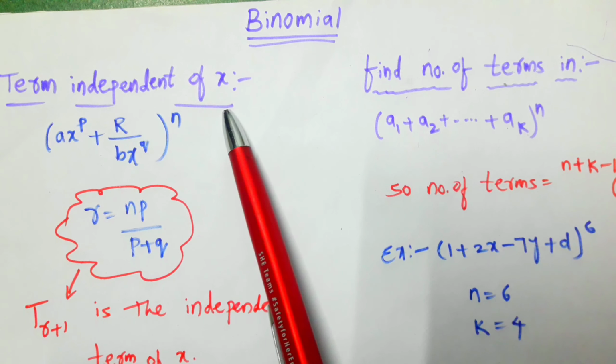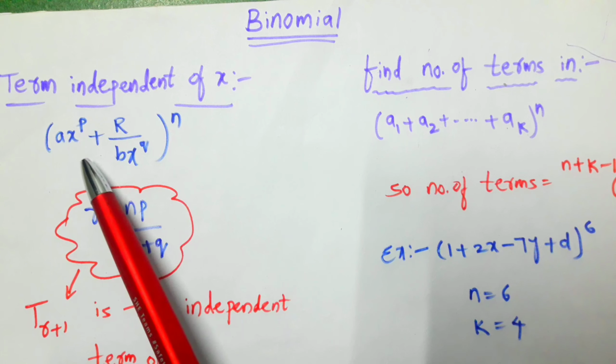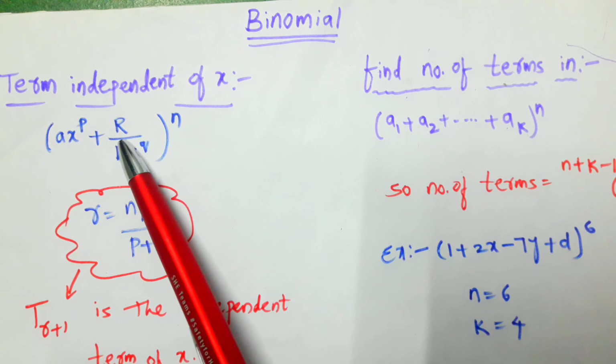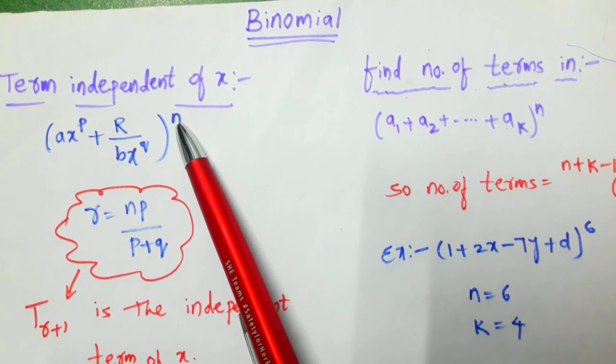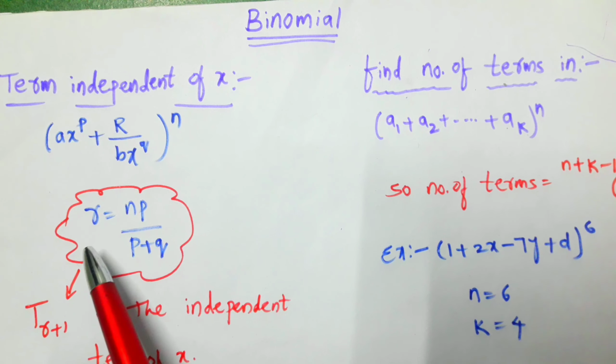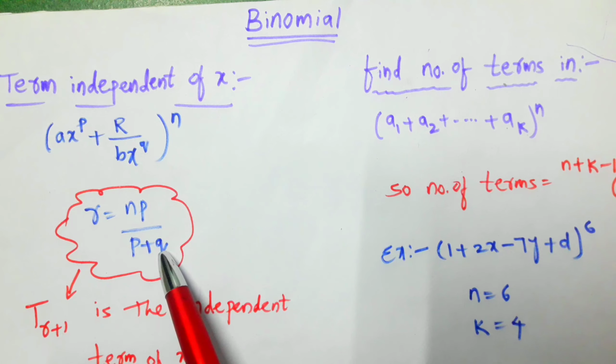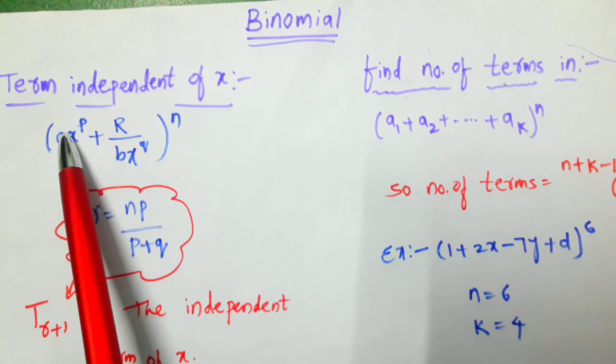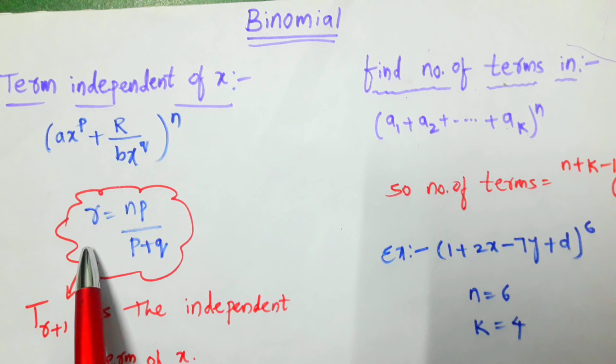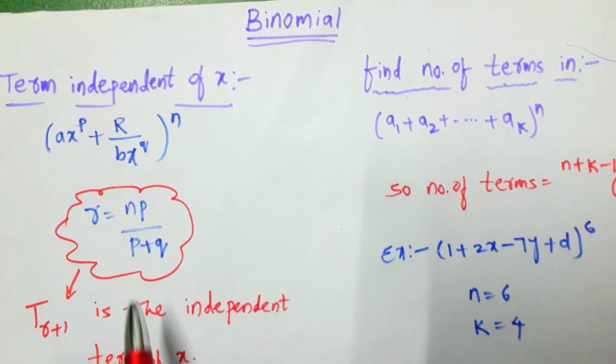Term independent of x. If any equation is in the form of (ax^p + r/bx^q)^n, then here the r value is np/(p+q). Here we have n value, p value and q value. So what is the value here? r is equal to np/(p+q). From this we find the value of T(r+1). We know the formula of T(r+1) = nCr x^r y^(n-r). So here T(r+1) is the independent term of x.